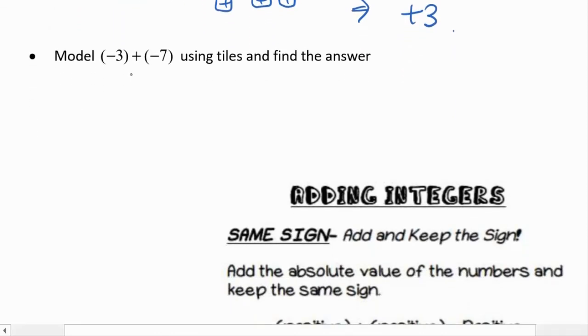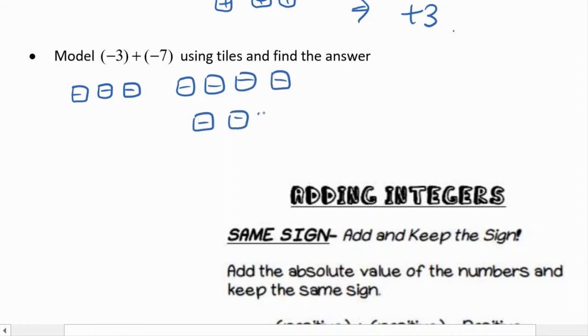Negative 3 plus negative 7. So negative 3 negative integer tiles and 7 negative integer tiles. Are there any 0 pairs here? No 0 pairs, right? So now we're going to count the total number of negative tiles. How many negative tiles do you have here? The answer is negative 10. You have 10 negative tiles. Okay.